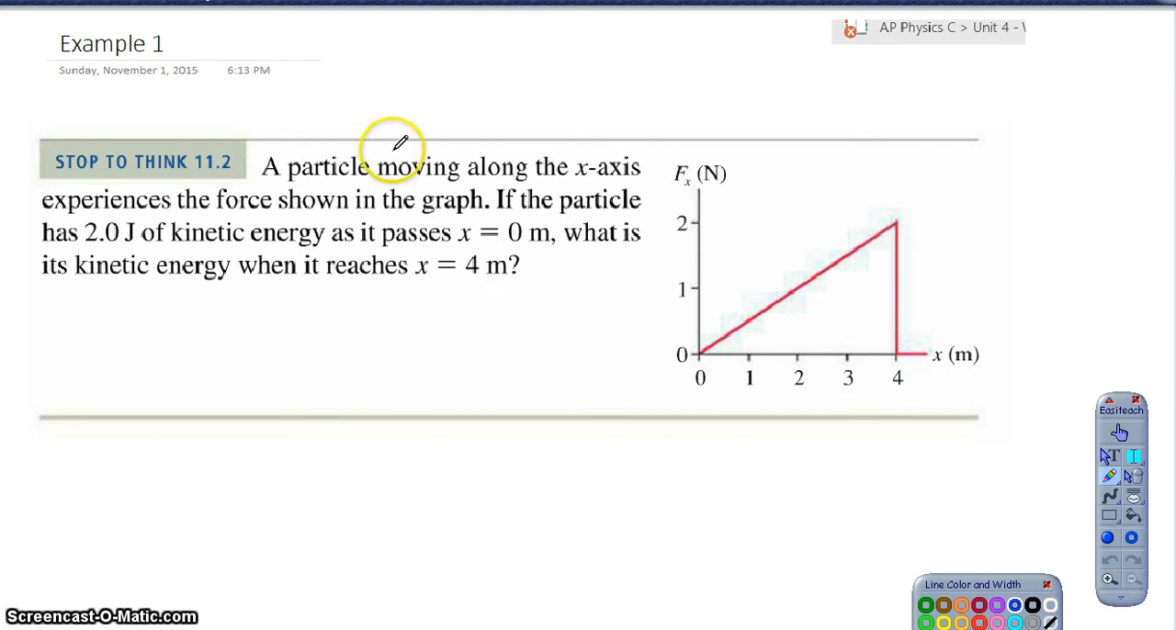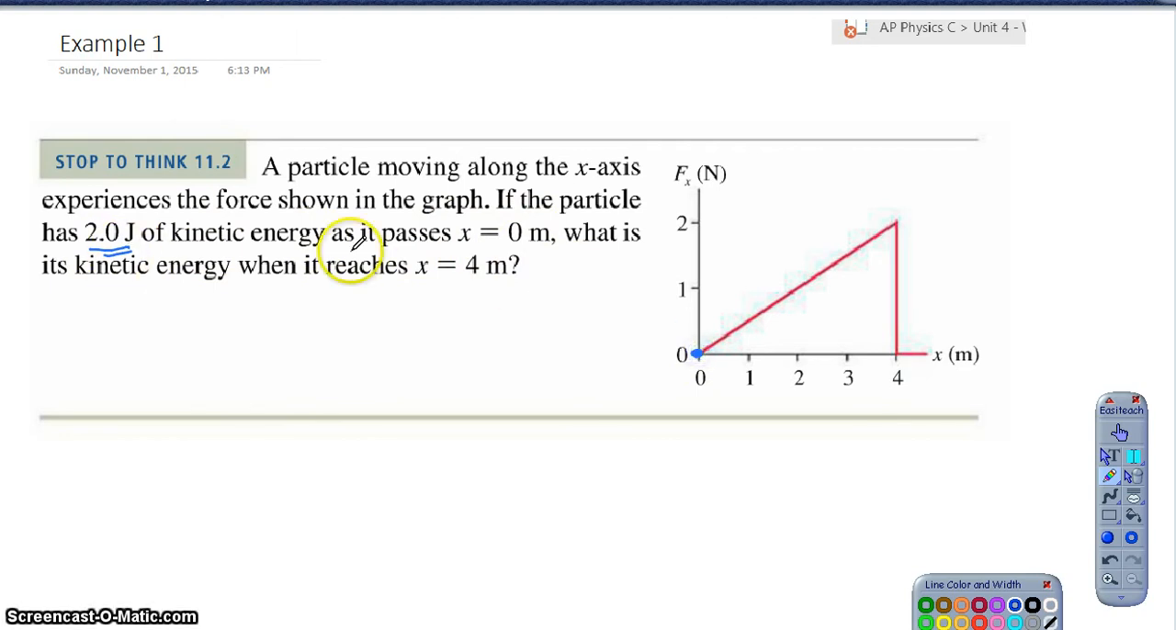Okay, so picking up 4-3 notes here with example 1. A particle is moving along the x-axis as shown here. It experiences a force. So this takes up right where we left off with the force versus displacement graph. And I know you guys are thinking, hopefully, that this example is too easy, right? The particle does have 2 joules of kinetic energy as it passes 0.